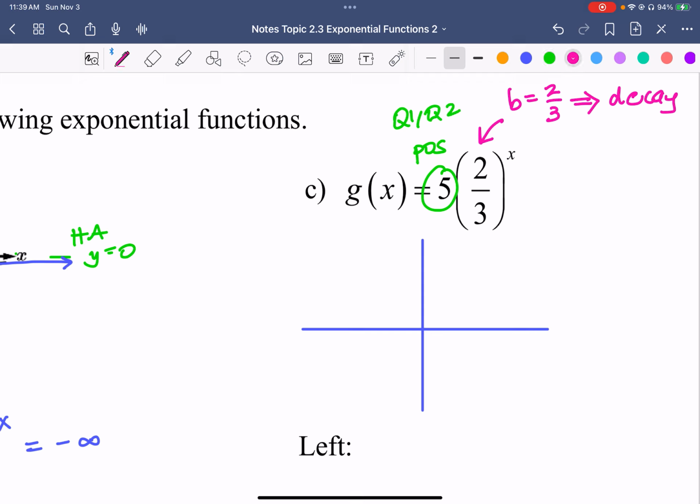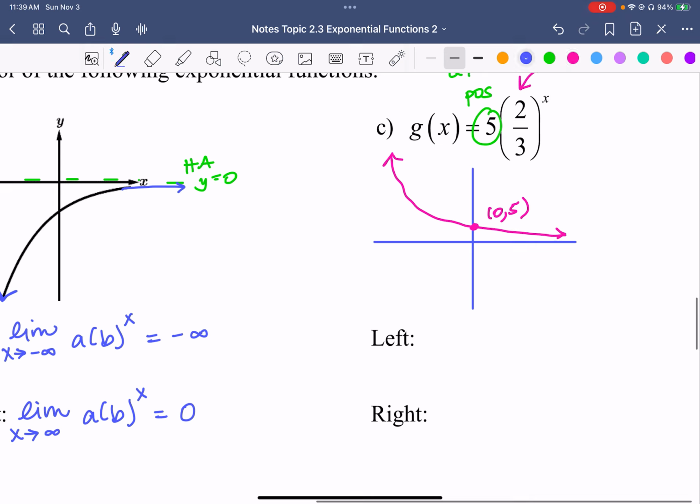So I know I'm going to be in the top 2 quadrants. Okay, so when I'm going to graph this, I need to start on the left, but I'm going to go down. So it's going to look like this. And then my y-intercept, which is at (0, 5). Okay, so notice that on the left, the graph was pointing upwards. So my limit as x approaches negative infinity.